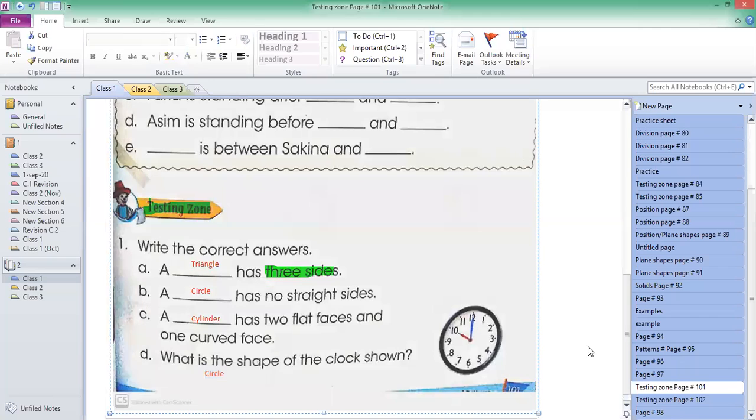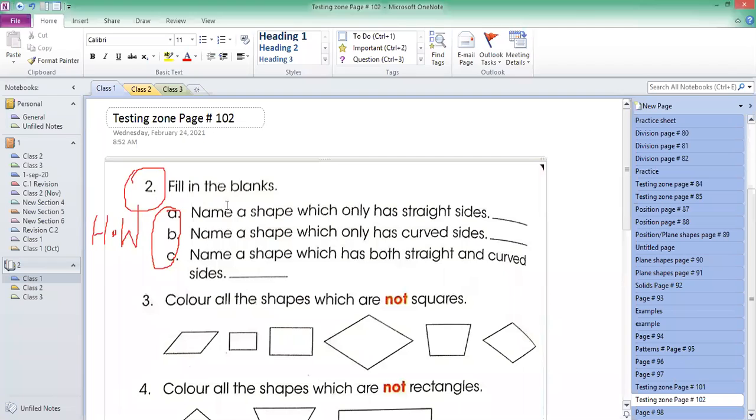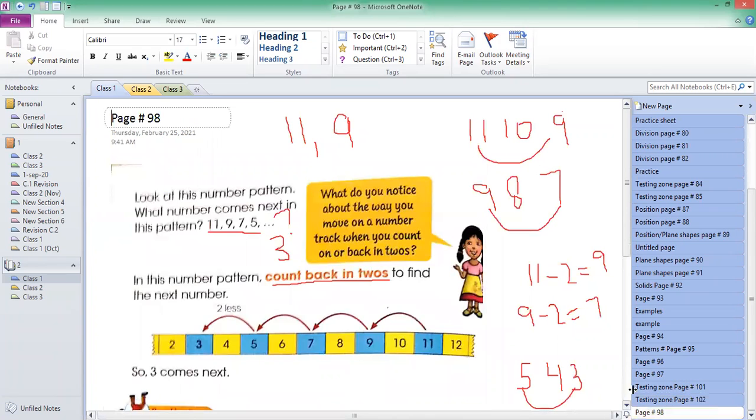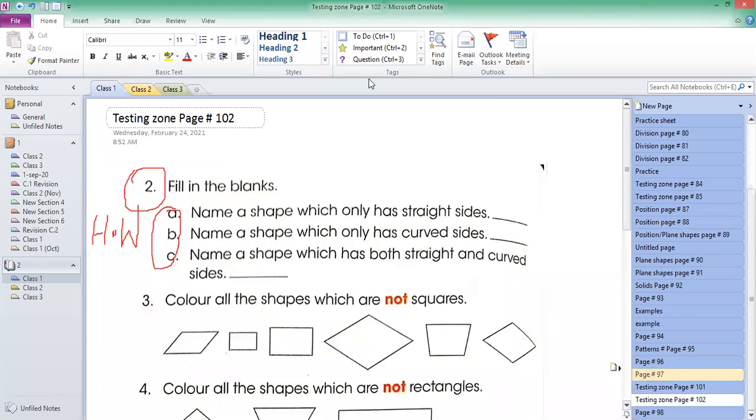On the next page, guys, page number 102, question number 2 is your homework. You have 2 homeworks. You have to complete question number 2 of the testing zone, page number 102. And you have to draw these balls on page number 98, 6 balls. Clear, guys?